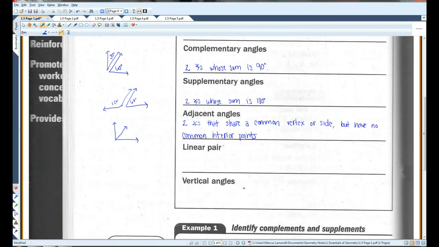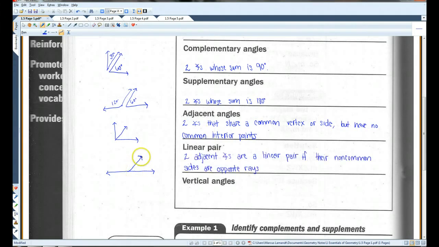Alright, a linear pair. A linear pair is a pair of angles that are adjacent and supplementary. Basically, they make a straight line. They add up to 180, but they're also attached, like this. Okay?